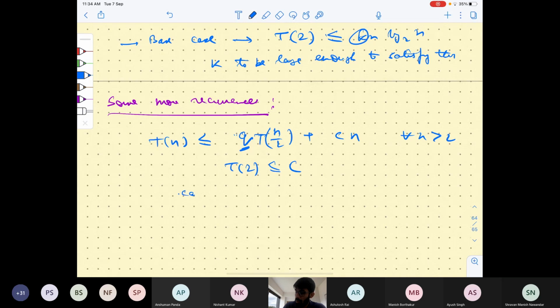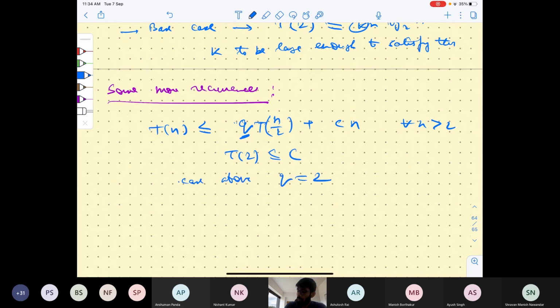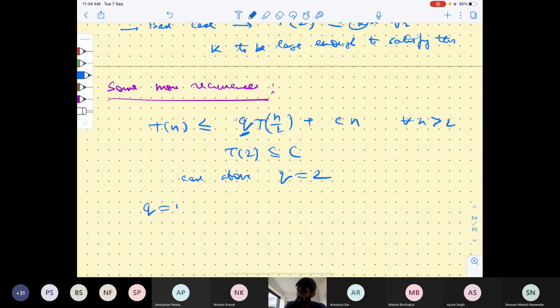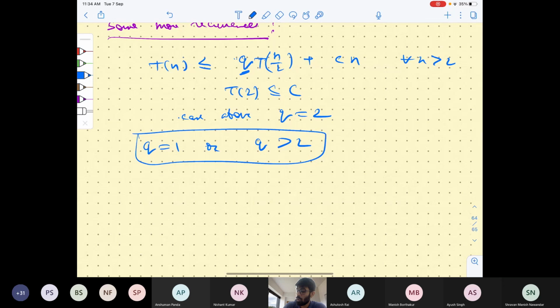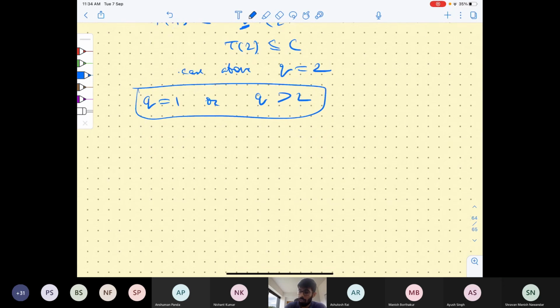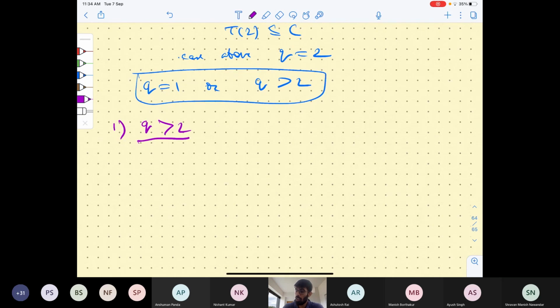So in the case above, this q was 2. But now what if q is 1 or q is greater than 2? These two cases are actually different, so let's look at them separately. Let's first look at the case when q is greater than 2. Now let's apply both the methods. Let's look at the unrolling method first.